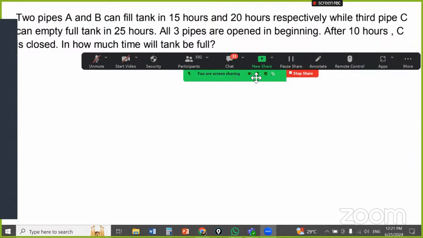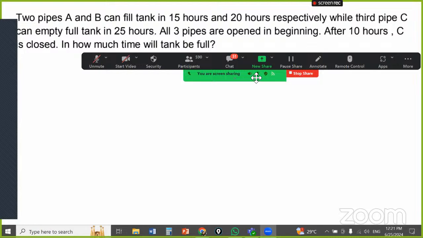Okay. Here, two pipes A and B can fill the tank in 15 and 20 hours respectively, while a third pipe C can empty the tank in 25 hours. If all 3 pipes are opened in the beginning, after 10 hours C is closed.